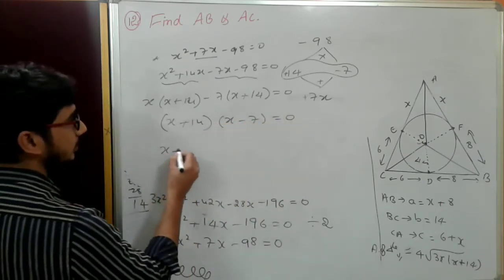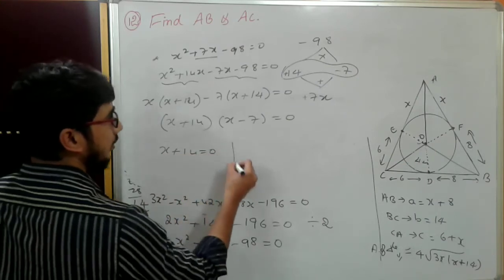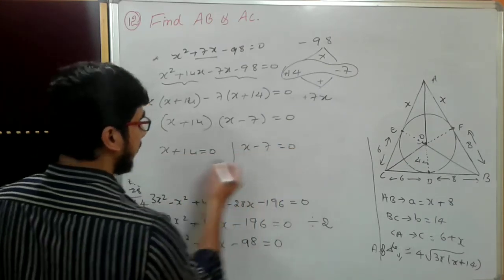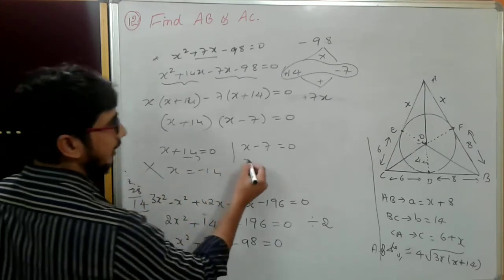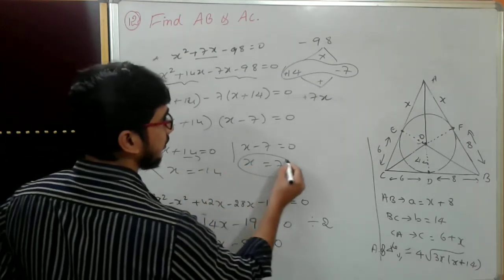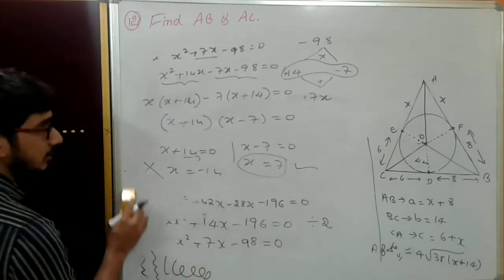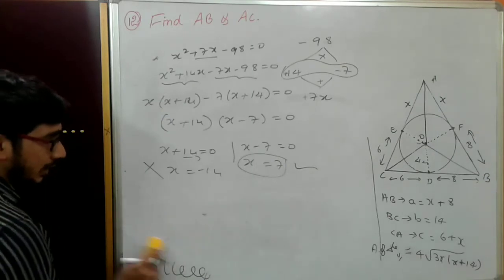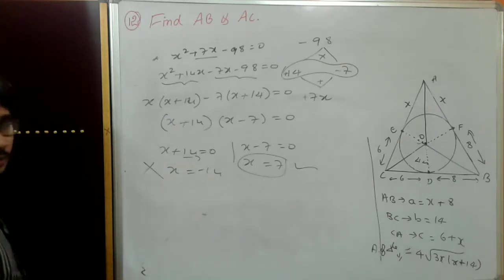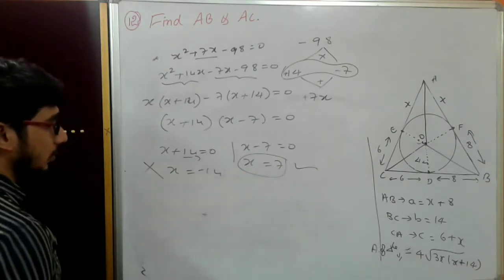Compare with 0: x plus 14 is equal to 0, x minus 7 is equal to 0. x is equal to minus 14, do not consider this. x is equal to 7, you have to consider this. Why? Because in the triangle, they are giving x values as lengths, so length should not be negative. So consider x is equal to 7.